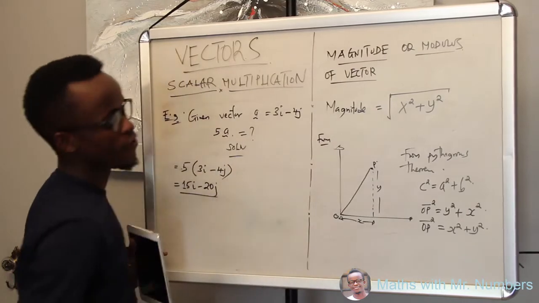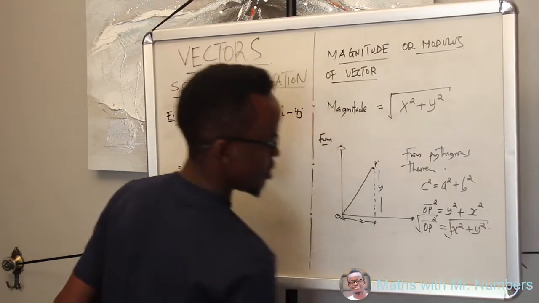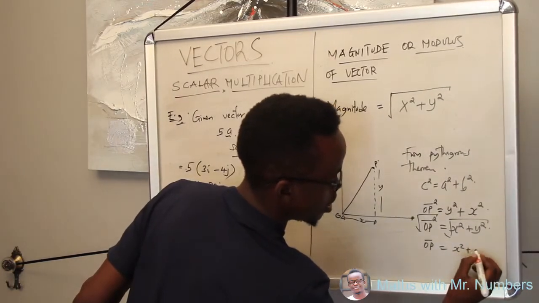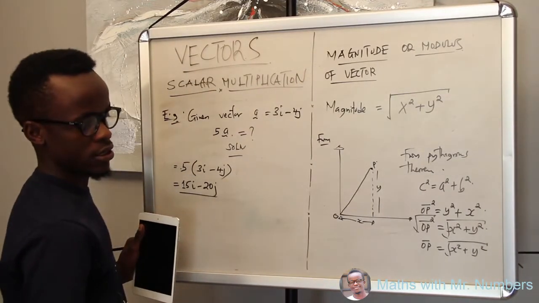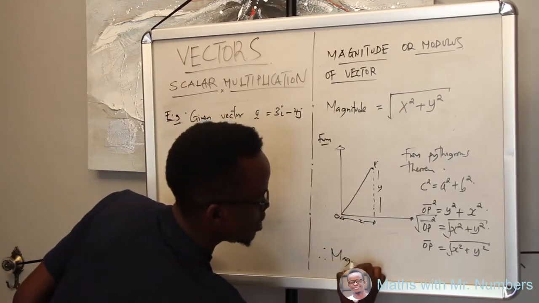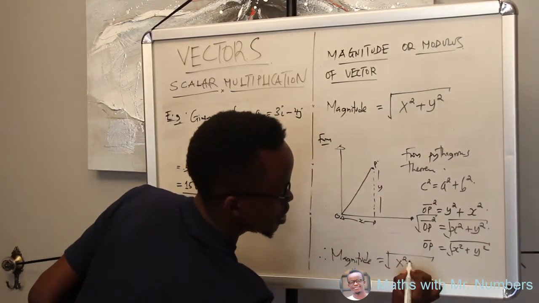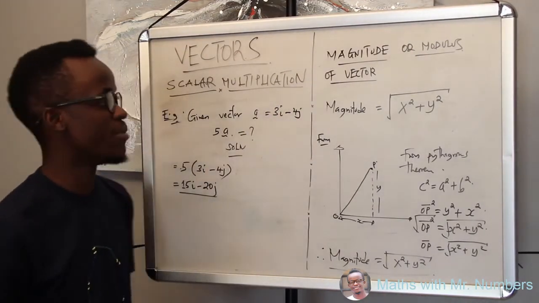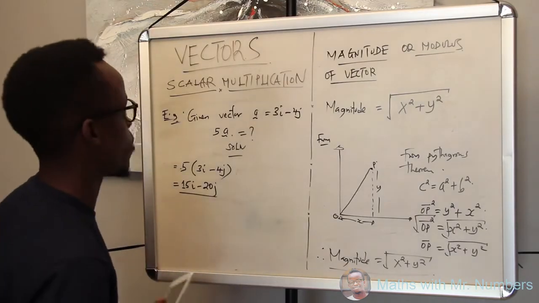Therefore, to find the value of OP, we have to square root both sides. After taking the square root, we have OP equals the square root of x squared plus y squared. This OP is our magnitude. Therefore, the magnitude of any vector equals the square root of x squared plus y squared. This is how to show the formula for finding the magnitude or modulus of a vector.